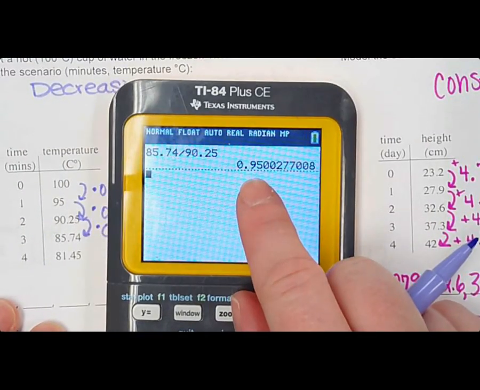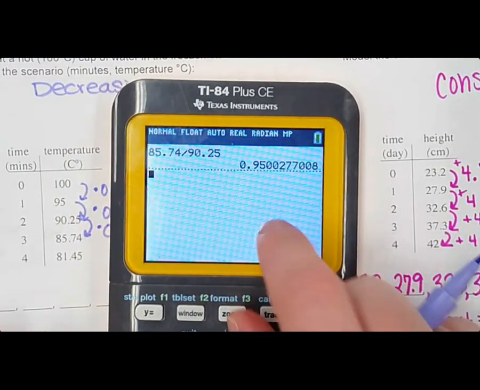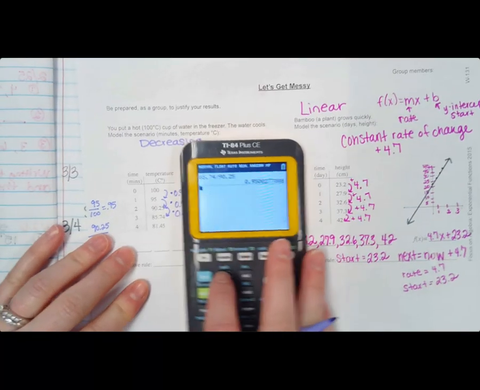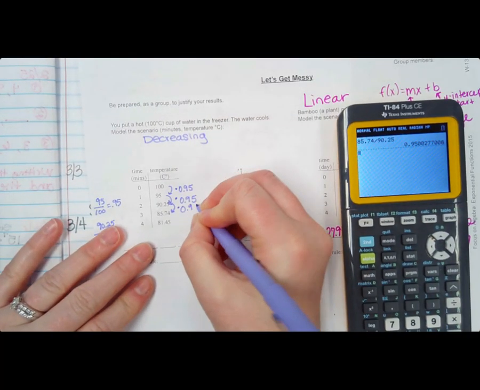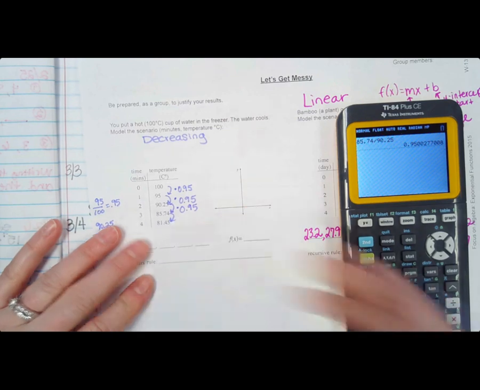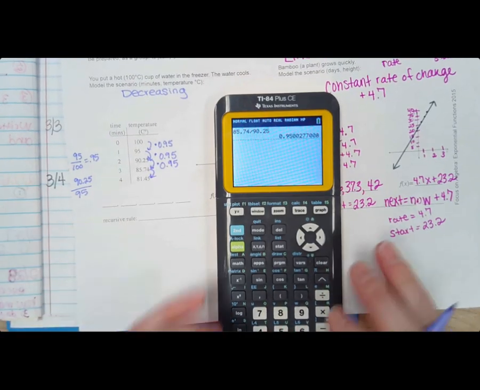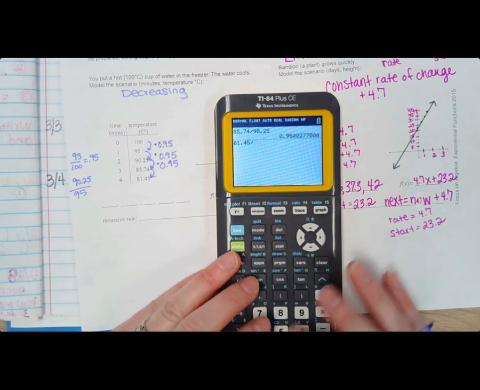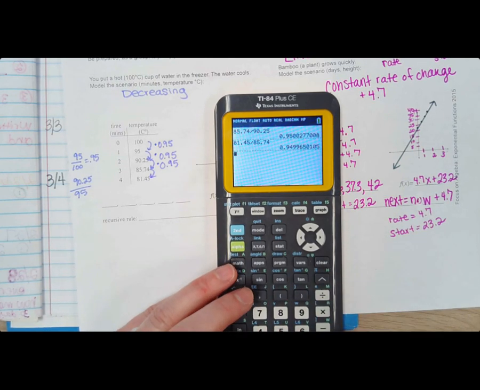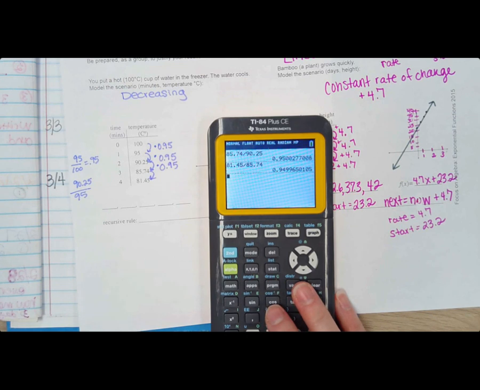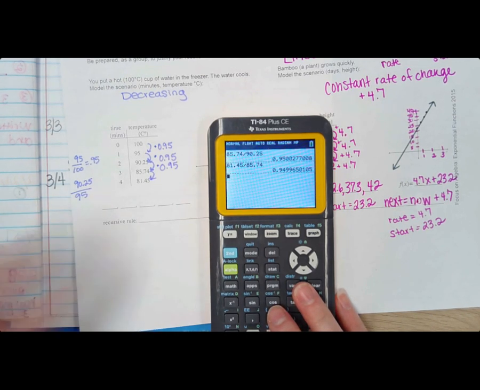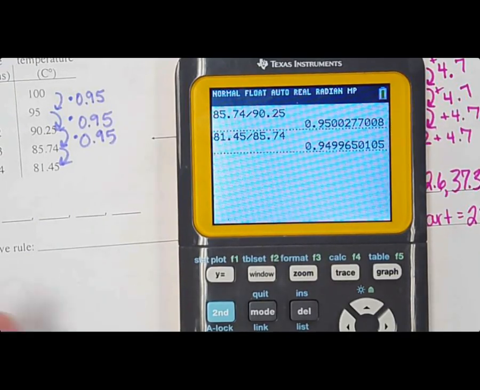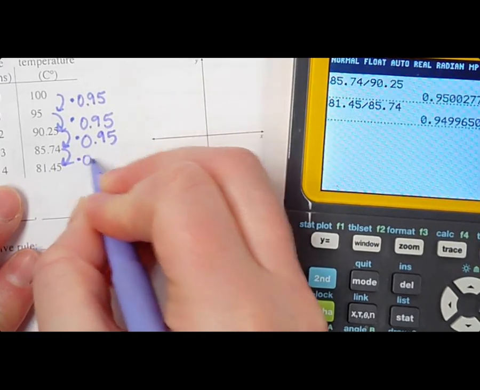Even though this has some other numbers here, what would that round to? Yep, 0.95. And let's check the last one. 81.45 divided by 85.74. What would that round to? 0.95 again. Times 0.95.